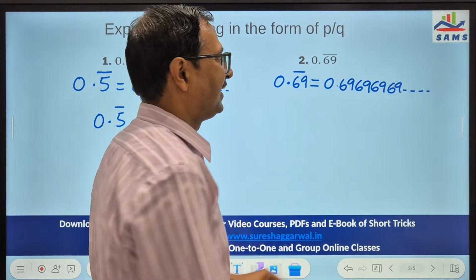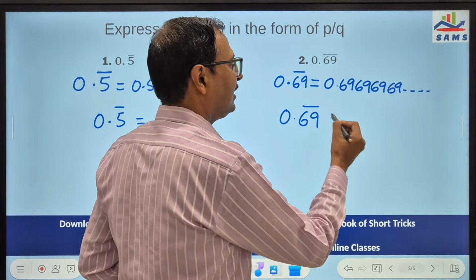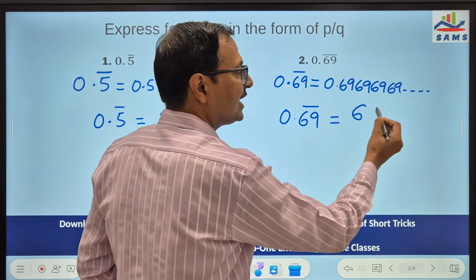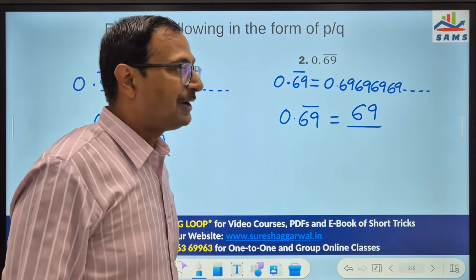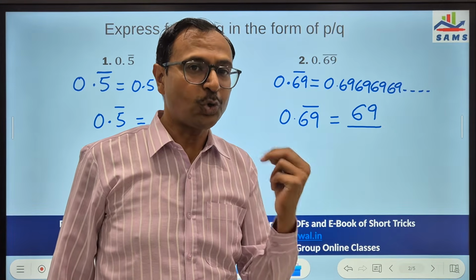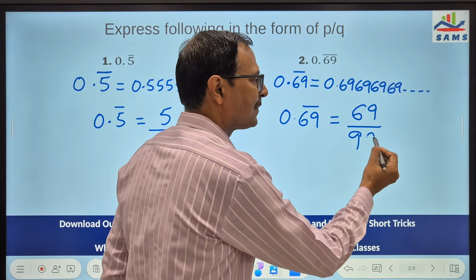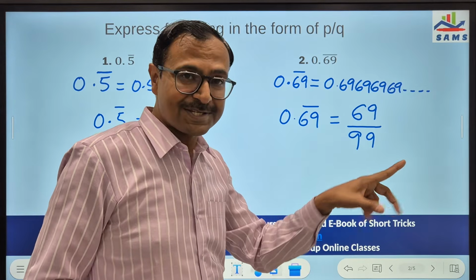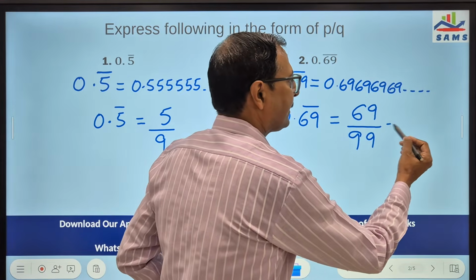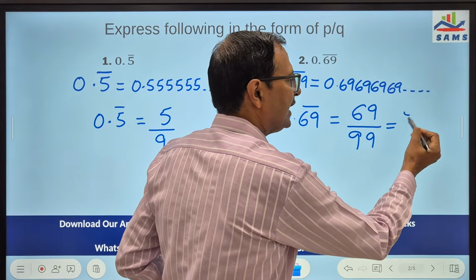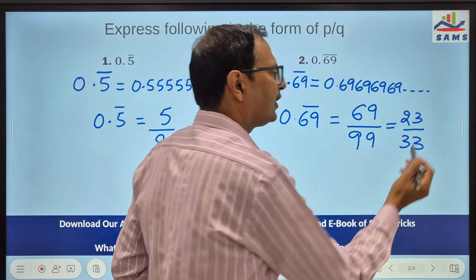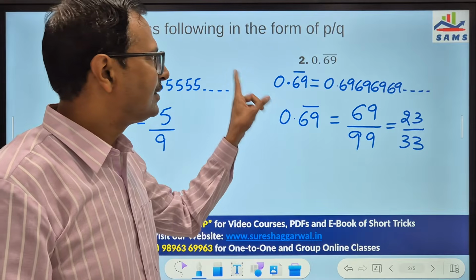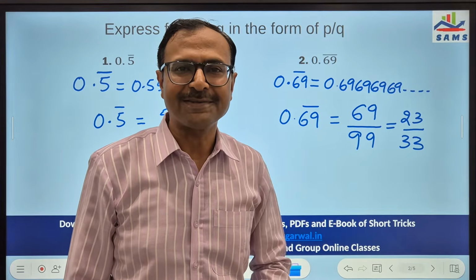Likewise, if you see here 0.69 bar, if you forget the bar and the decimal, this is 0.69, which is just 69. And what do you write in the denominator? How many digits are under the bar? 2 digits, right? So write 2 nines. 69 by 99. Now there is a common factor between 69 and 99, so you have to reduce it. Like there is a common factor 3, 23 times 3 and 33 times 3. Now try picking up the calculator. 23 divided by 33. Do it on the calculator and check. 0.69696969 will be the answer.